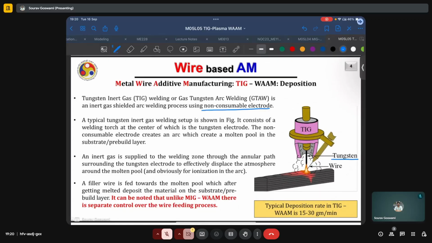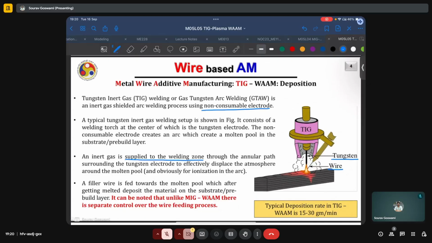The non-consumable electrode creates an arc which creates a molten pool in the substrate or pre-built layer. The wire is fed from the side at some predefined angle. An inert gas is supplied to the welding zone through the annular path surrounding the tungsten electrode to effectively displace the atmosphere around the molten pool.